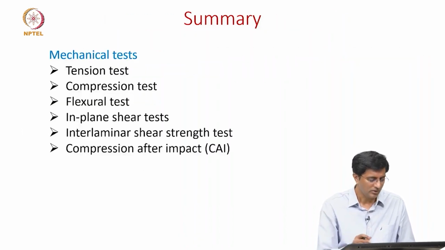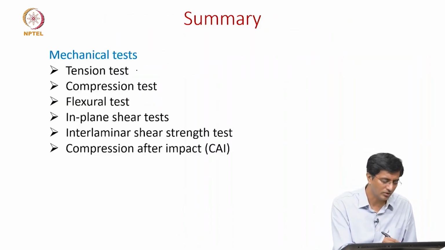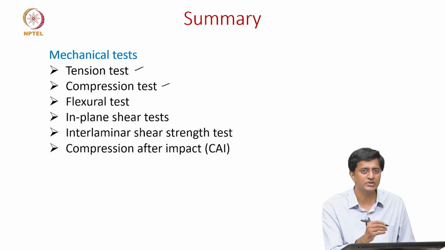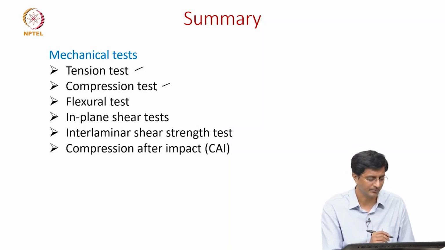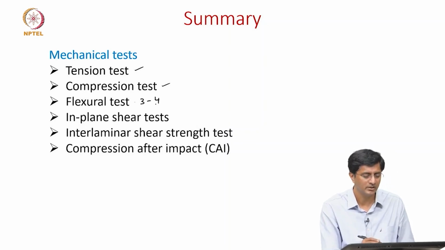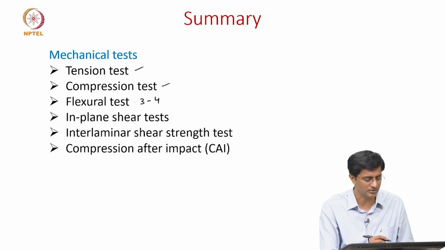So in summary, let's see what are the different tests we have looked at. We have looked at the tension test and the compression test. In the compression test we said the major problem is buckling. We need to avoid buckling before we can test the compressive strength, so the test fixtures need to be carefully looked at. Next is the flexural test, where we discussed either the 3-point or the 4-point bend fixtures one can use to find the flexural strength and the modulus.